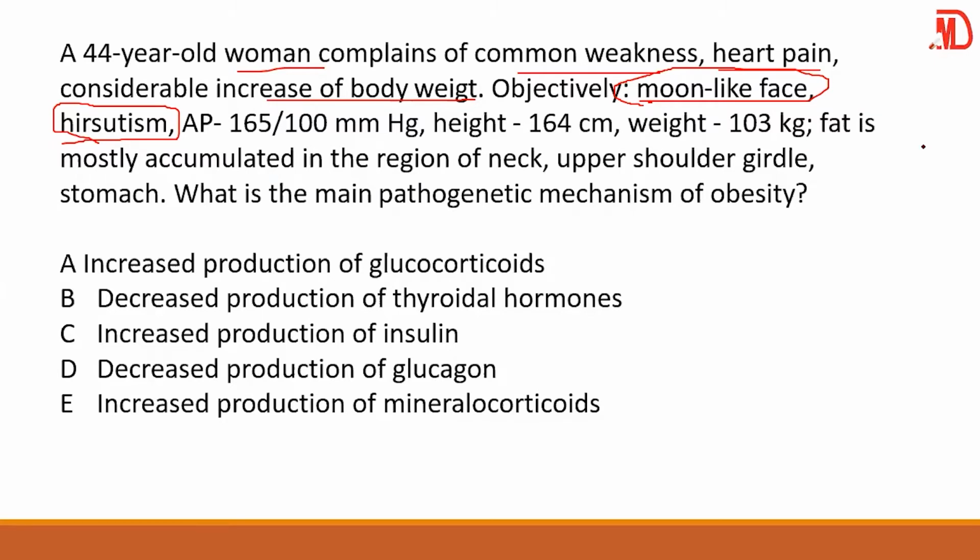And hence, we have all these things. Fat is mostly accumulated in the region of the neck, upper shoulder girdle, and in the stomach. What is the cause? Again, you are thinking of Cushing syndrome, and in Cushing syndrome there's a production of cortisol, and cortisol also means glucocorticoids. So we are thinking of increased production of glucocorticoids, because this is Cushing syndrome.